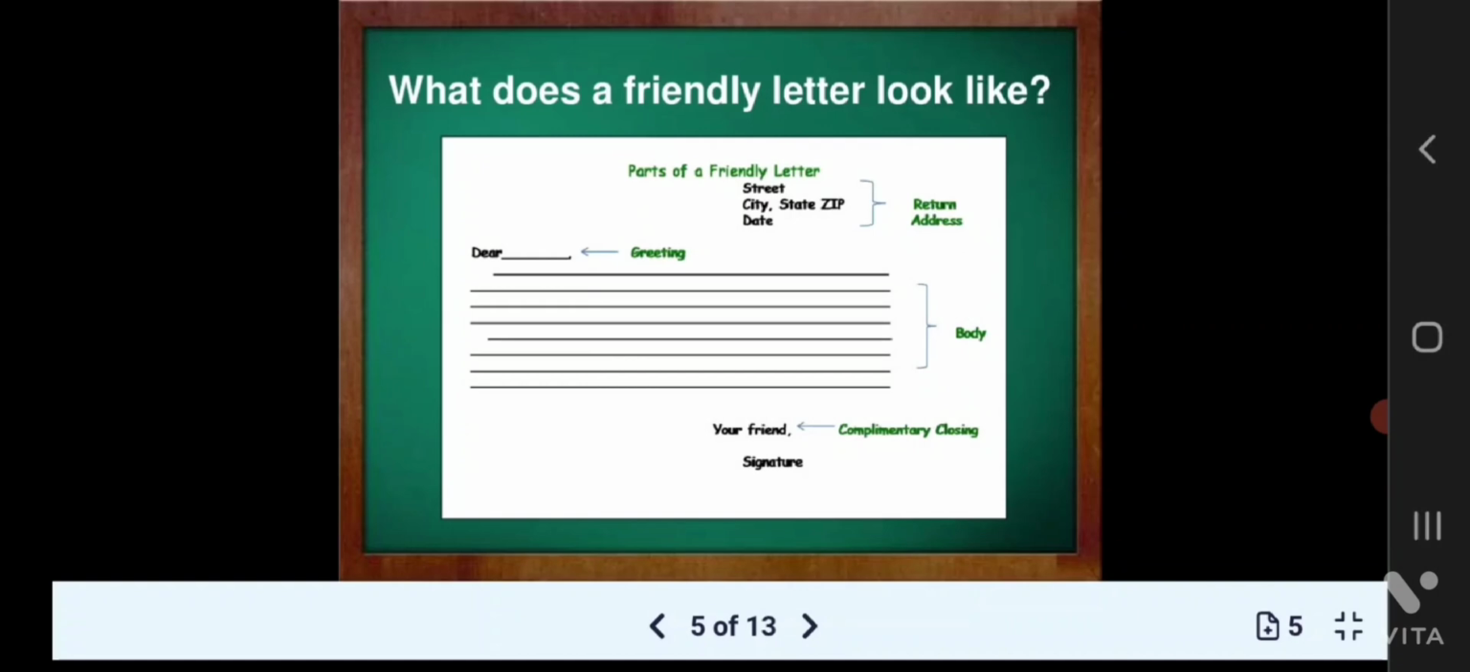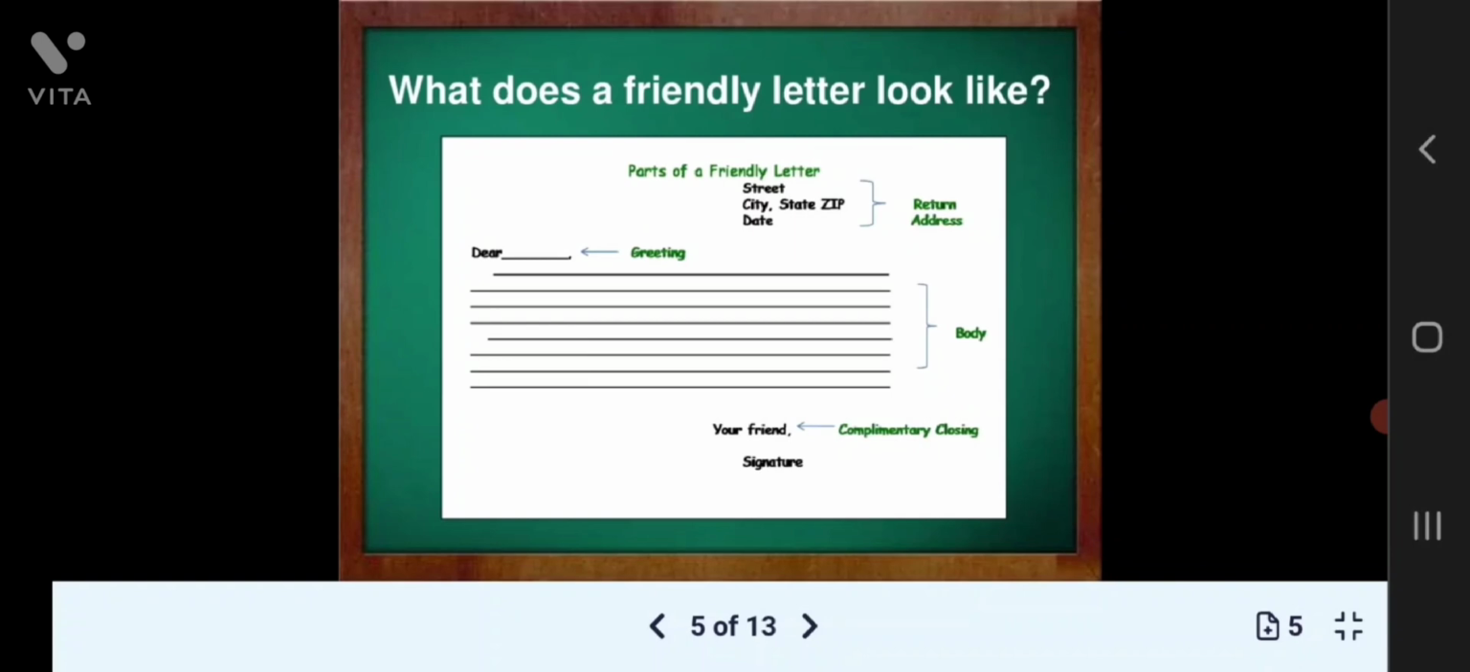Okay? Very easy. So how many parts of the letter do we have here? We have 1, 2, 3, 4, and 5. What are those? The return address, including the street, the city, the state, and the date. The second part is the greeting. The third part is the body. The fourth part is the complementary closing. And then the last part is the signature.